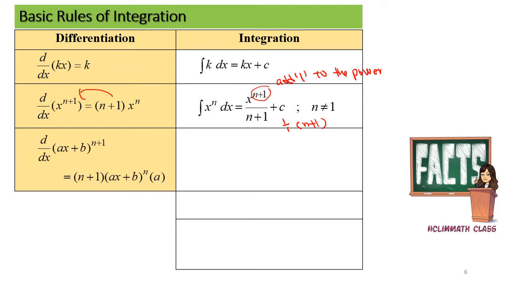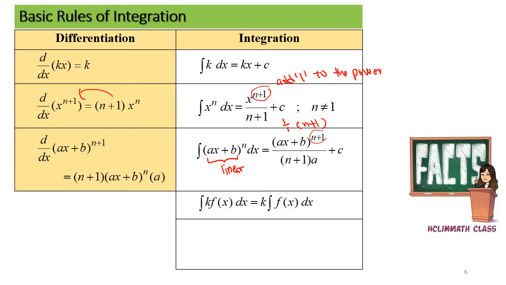If we have the differential of (ax plus b) to the power n plus 1, we bring down the power, the power is subtracted by 1, and multiplied by a. Therefore, if you integrate (ax plus b) to the power of n, we add the power by 1 first, and you divide by n plus 1, multiplied by the differential of ax plus b, that's why you will get a. For these cases, you must take note that this should be a linear function. Okay, so we proceed.